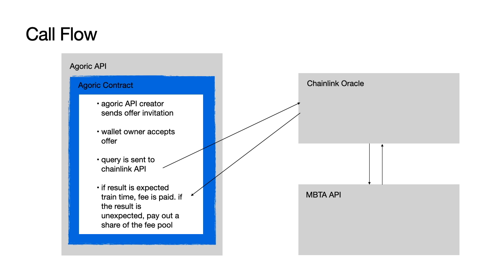In our proof of concept, we did something very simple, almost too simple to be useful as insurance, but it kind of illustrates the idea. If the result is the expected train time, then the user is charged just a flat fee for participating. And if the train time is unexpected, then the contract pays out a share of the fee pool to the insurance purchaser.